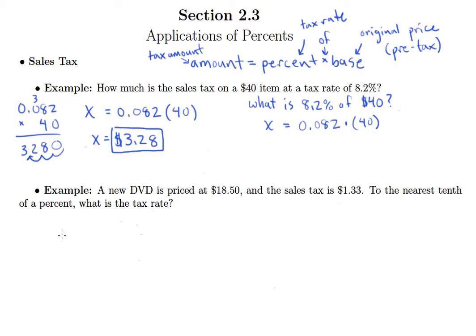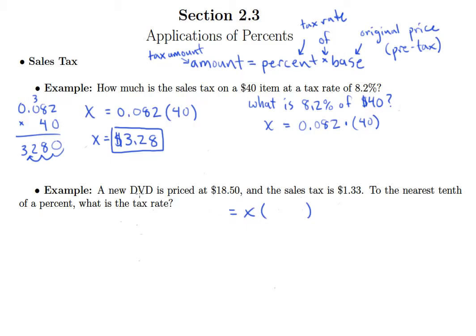All right, let's look at one more example. It says a new DVD is priced at $18.50, and the sales tax is $1.33. To the nearest tenth of a percent, what is the tax rate? Here it's pretty clear what they're asking for: the tax rate, which is the percent. So in our amount equals percent times base equation, percent is our unknown. The only question is, what do we put in for the base and what do we put in for the amount?